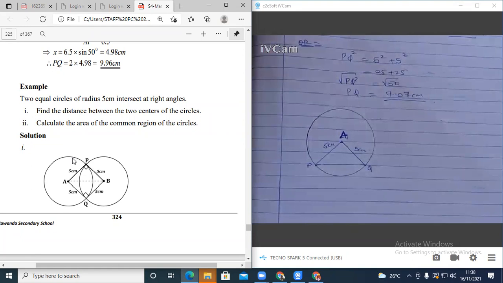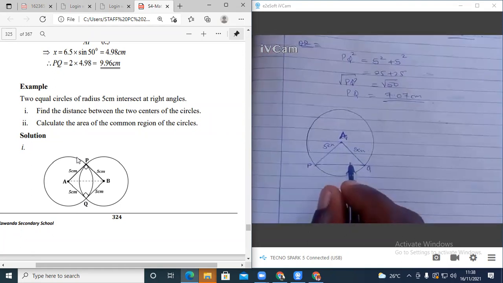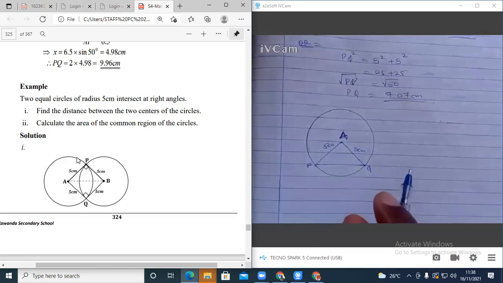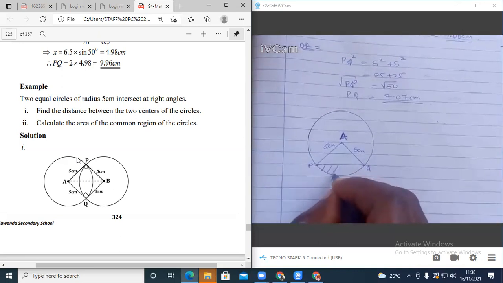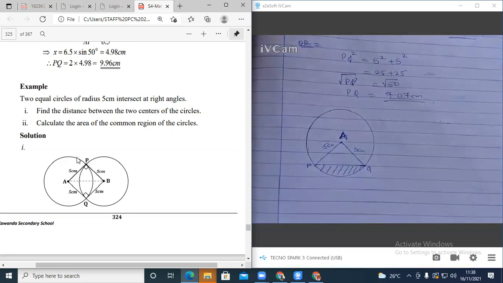Only that circle. And now I've drawn a line P to Q. That's the line P to Q. So I have to find this area here. How do you find the area of that shaded part?